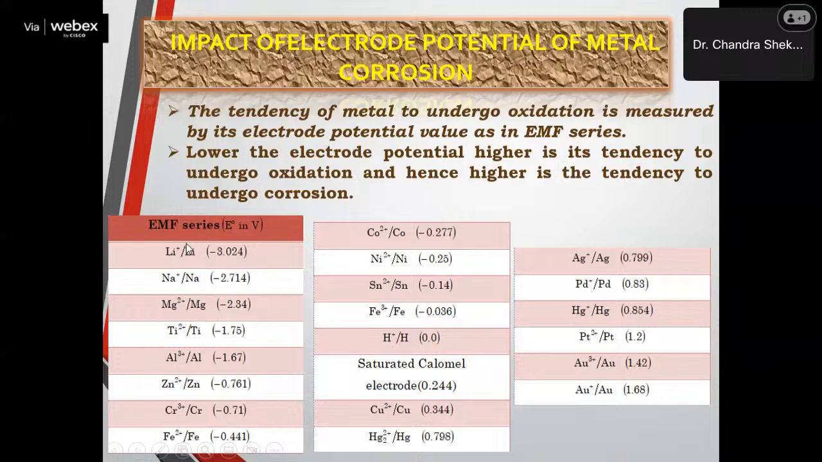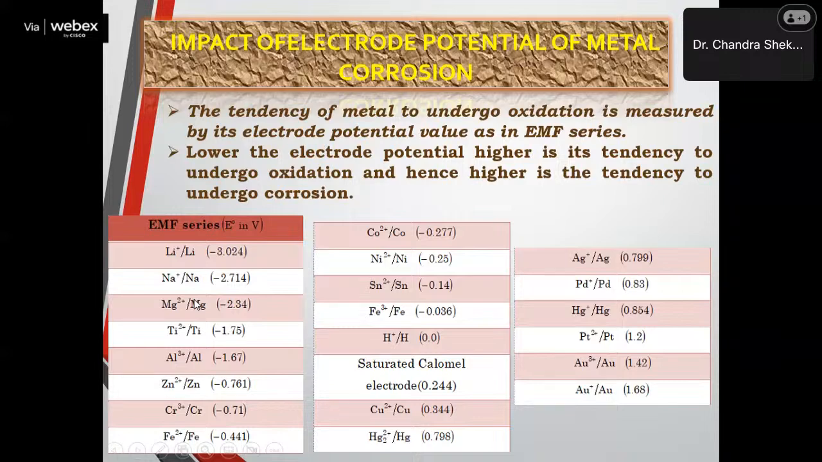And higher the electrode potential value, lower the tendency to undergo oxidation and corrosion. Therefore, platinum, silver and gold show very little tendency to undergo oxidation, and we call them inert metals. Because they exhibit higher electrode potential value, lower tendency to undergo corrosion, they exhibit higher stability. Whereas metals with lower electrode potential value show more tendency to undergo oxidation and corrosion.